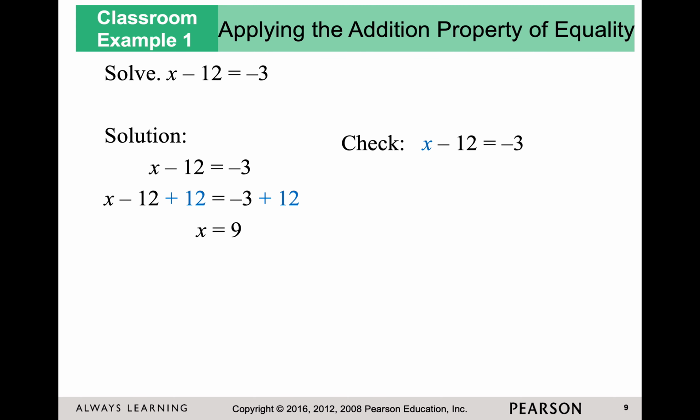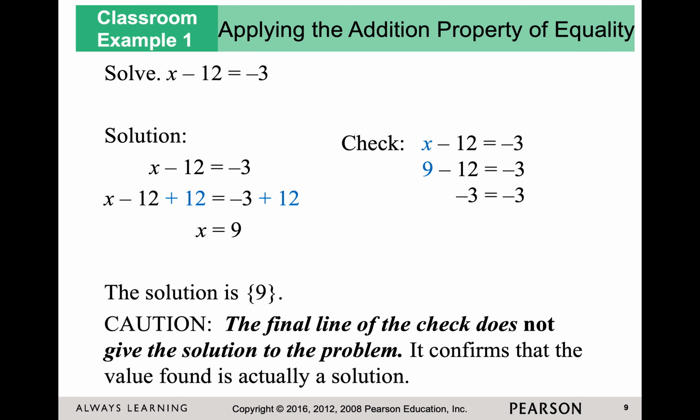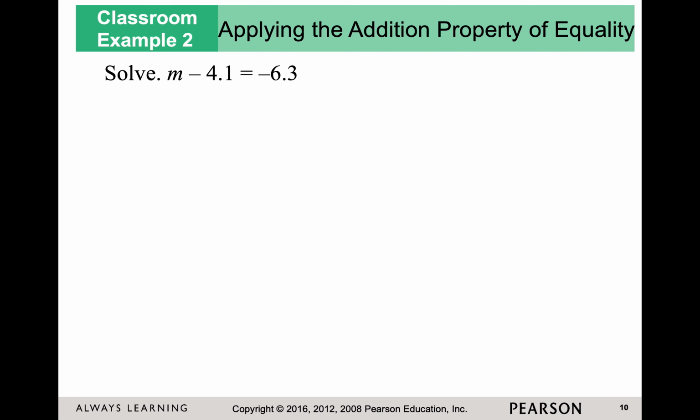I want to check my work. I substitute 9 minus 12, and it's negative 3. So that is a solution. It is true. The line of final check doesn't give a solution. It's just confirming what you've done and that you're checking your work. In the lab, you have limited attempts, so take the extra 2 or 3 minutes just to check your work and make sure you didn't make a mistake.